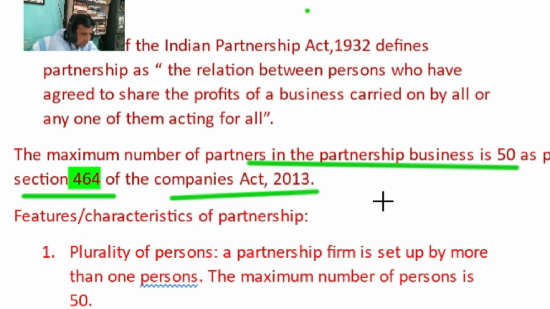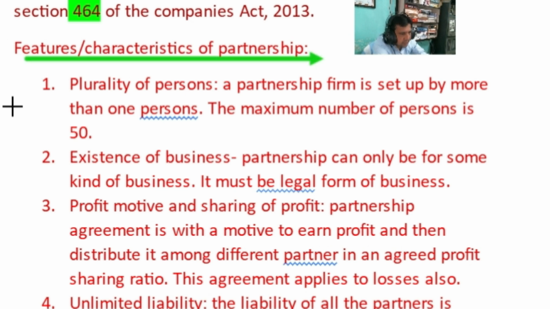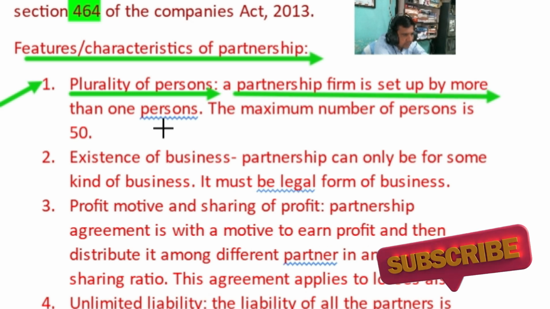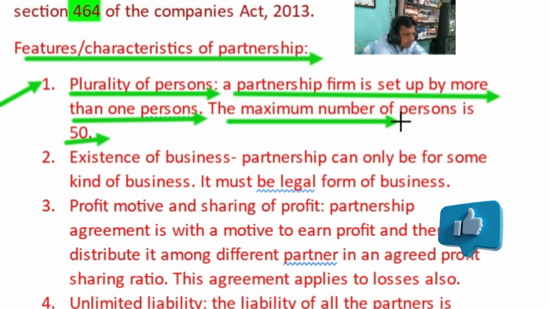So the Companies Act has defined the illegal association. If the number of partners exceeds 50, then it becomes an illegal association, and accordingly the partnership form must be converted into the company form of business. When we analyze the partnership form, it possesses the following features, characteristics of partnership, which are as under here. Number one, plurality of persons, meaning more than one. Here it is given a partnership form is set up by more than one person, 2, 3, 4, 5, but not more than 50. That is, the maximum number of persons is 50.